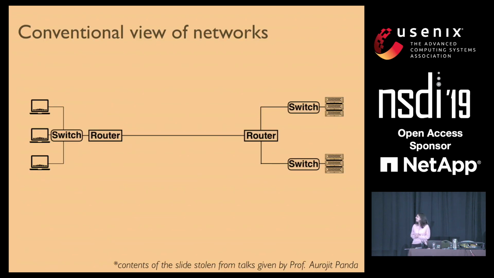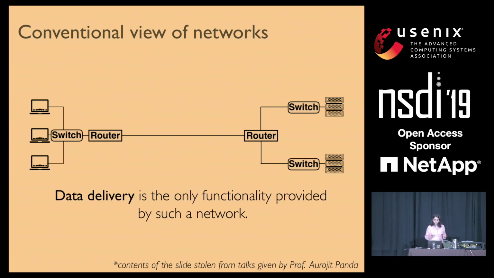Okay, so this is the conventional view of networks that we're used to seeing in a textbook, which basically comprises switches and routers as the only entities inside the network that provide connectivity between the endpoints, that is our computers or data center servers. And the main functionality that such a simplistic network provides is data delivery between two endpoints. But such an idealistic view of a network ignores various other functionality that we need from today's network.